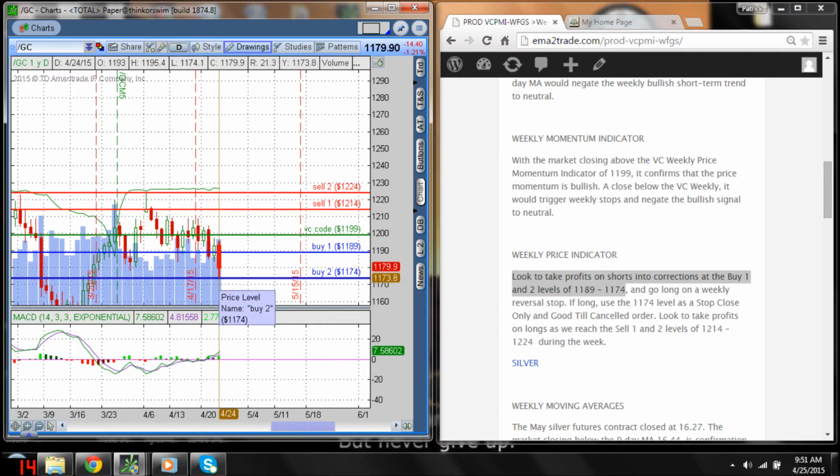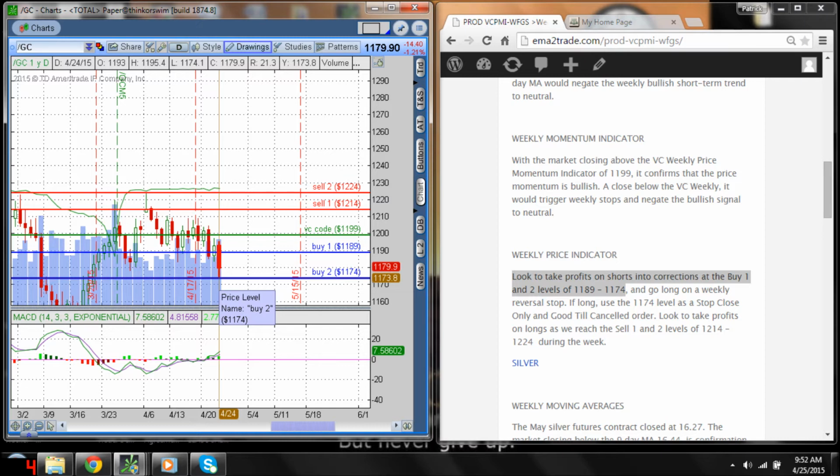Okay, so we're waiting for more confirmation of this. A close above 1179 would validate the signal and would activate a buy long signal here on the close.